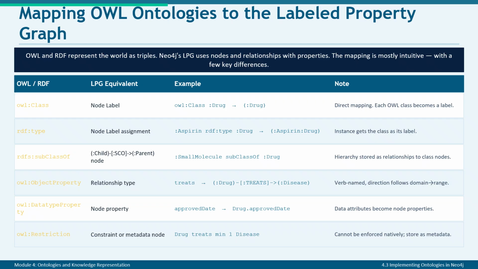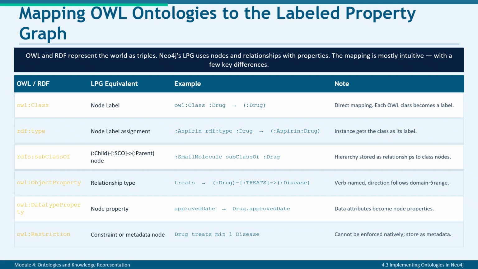RDFS subClassOf, the hierarchy relationship, gets stored as a relationship between class nodes. You'll typically see this as (SmallMolecule)-[:SCO]->(Drug) relationship, where the class nodes themselves become nodes in your ontology subgraph.